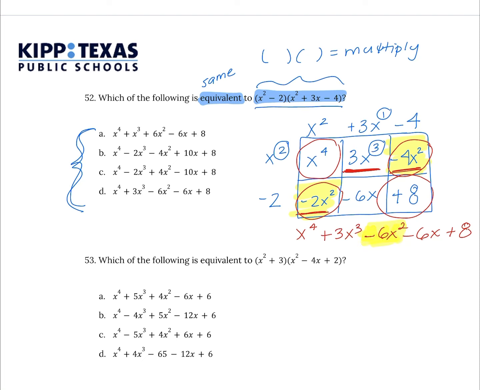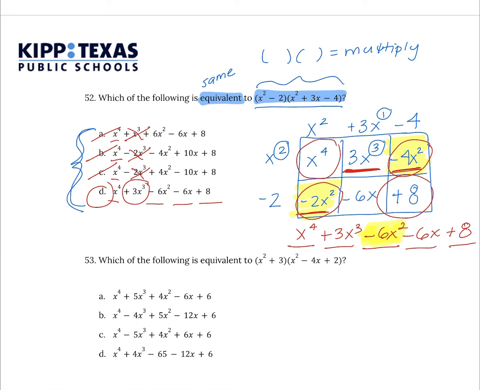So now I'm going to try to figure out which one of these is my answer. First one is an x to the power of 4. All of these look good. And then a plus 3x cubed. That's not it because that doesn't have a 3. This is a minus 2, and this is the only one that has a plus 3x cubed. But I'm still going to double check that everything else is still correct. Minus 6x squared, minus 6x, and then plus 8. So that is why D is my answer.